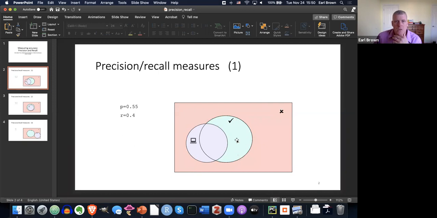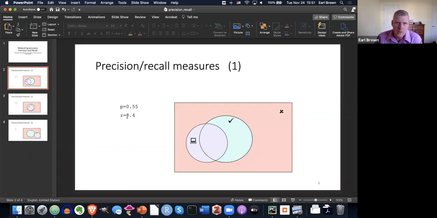Precision, P, here is 0.55, or 55%, because only about 55% of the purple circle falls within the green circle. So 55% of what we got back in the search is correct. It's what we should have gotten. Once again, precision is, from what you get back from the search, what percentage or ratio of it is correct.